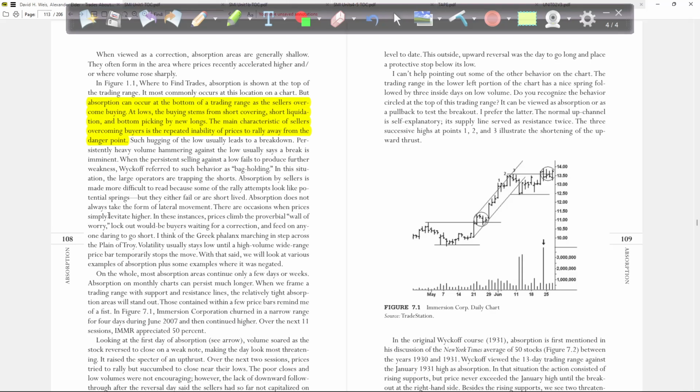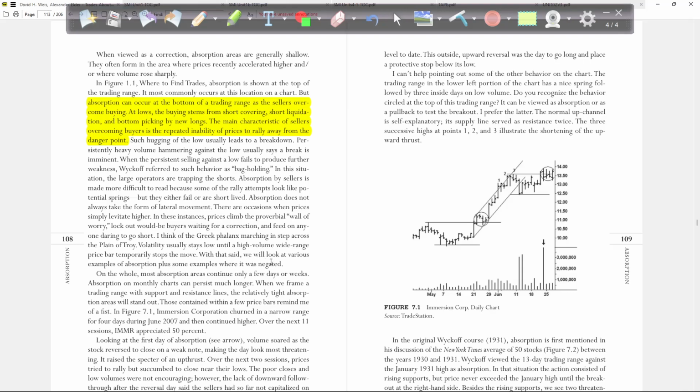Absorption does not always take the form of lateral movement. There are occasions when prices simply levitate higher. In these instances, prices climb the proverbial wall of worry. Locked-out would-be buyers wait for a correction and feed on anyone daring to go short. I think of the Greek phalanx marching in step across the plain of Troy. Volatility usually stays low until a high volume, wide range price bar temporarily stops the move.